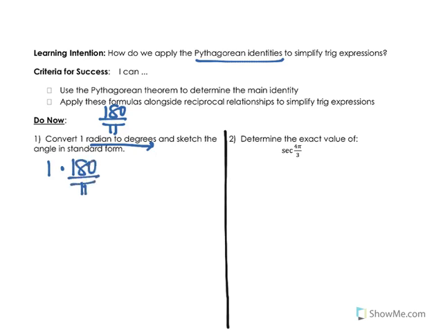And that gives you approximately 57.3 degrees if you type that into your calculator. Now make sure you're using the pi button and not just 3.14. And if we're going to sketch that in standard form, that means that my angle starting out at the 0 degree mark and then 57.3 would be right around here in the first quadrant. So that's 57.3 degrees, or you can think of that as 1 radian.